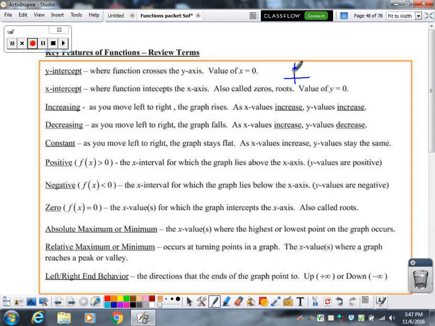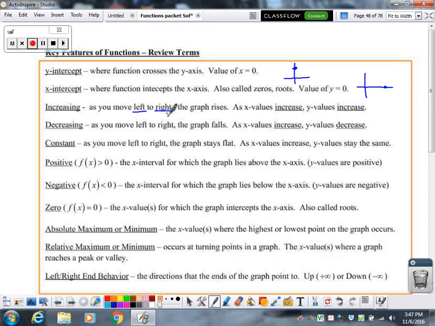We have the x-intercept, where the function crosses the x-axis, also called zeros or roots. The value of y is equal to 0 because it doesn't have height. Then we have increasing. The function is increasing when the graph is rising as you move from left to right. Remember, when we're talking about a function, we're always looking at it from left to right, just like we're reading a book or writing from left to right. So as x values are increasing, the y values are also increasing.